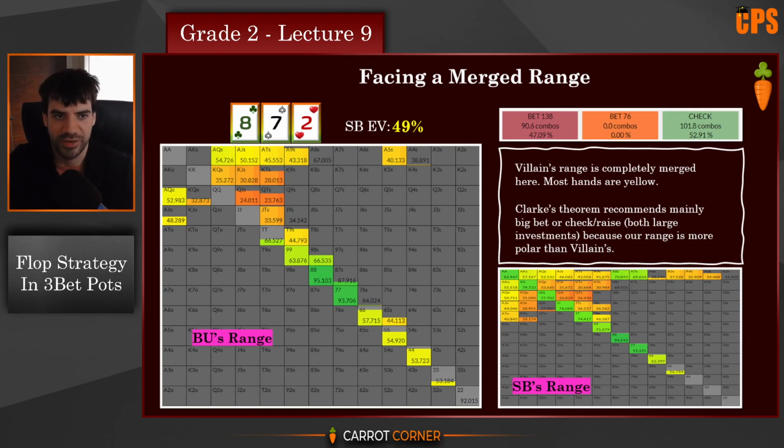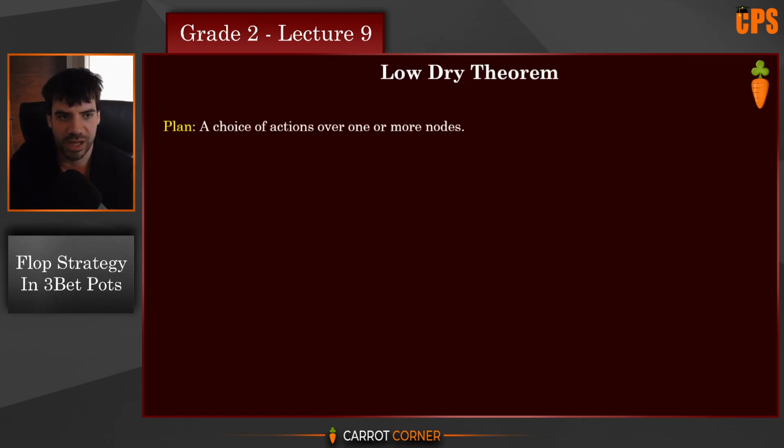You also receive a gain of EV when you check raise when you get villain to bet a hand that would have folded to your large bet, and you lose EV whenever villain has a hand that checks back but would have called your large bet. It's a trade-off. Low dry theorem is the theorem in the Carrot Poker School that actually talks about a plan. A plan in poker is a choice of actions over one or more nodes.